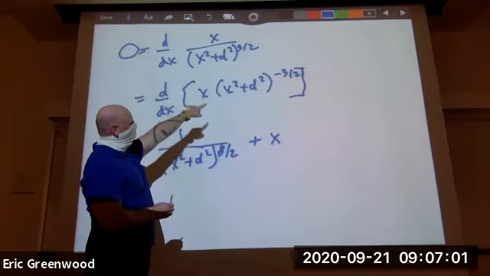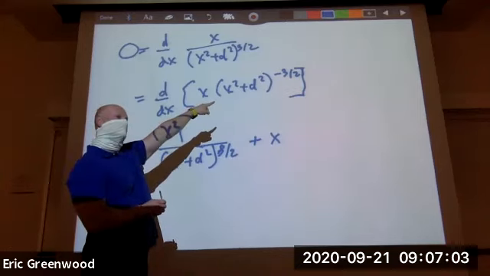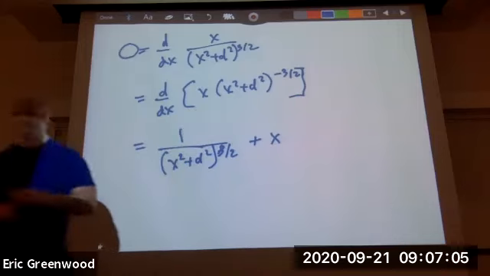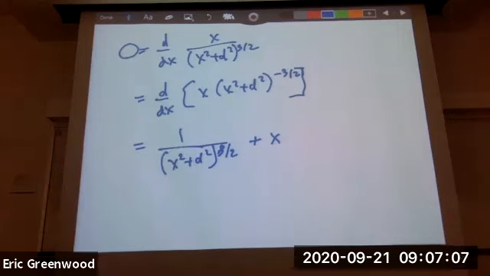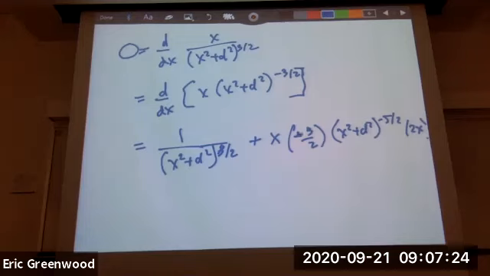Plus the function, the first function, which is x, times the derivative of the second. Well, this is x squared plus d squared to the minus 3/2. So if I take 1, I subtract 1 from that, it becomes a minus 5/2. So this becomes minus 3/2 times then x squared plus d squared to the minus 5/2. All times the derivative of the inside, where the derivative of the inside is simply 2x. Okay? Make it look like a minus. There we go.